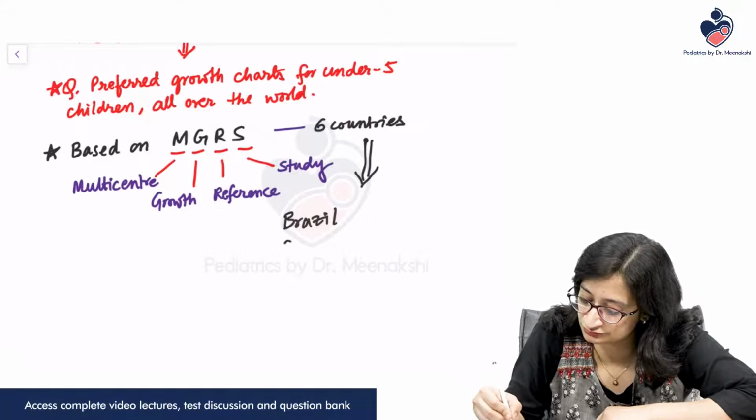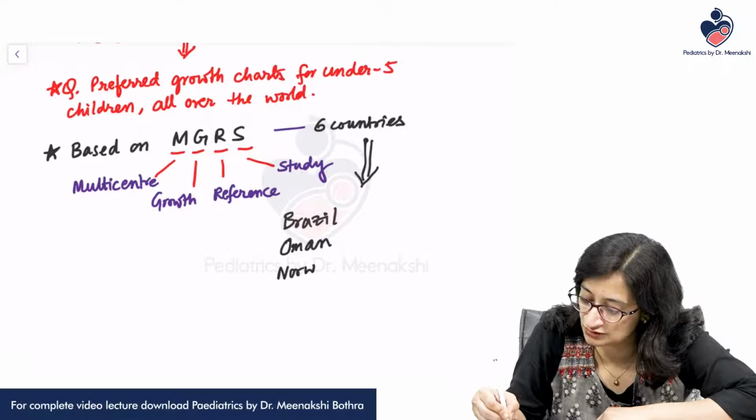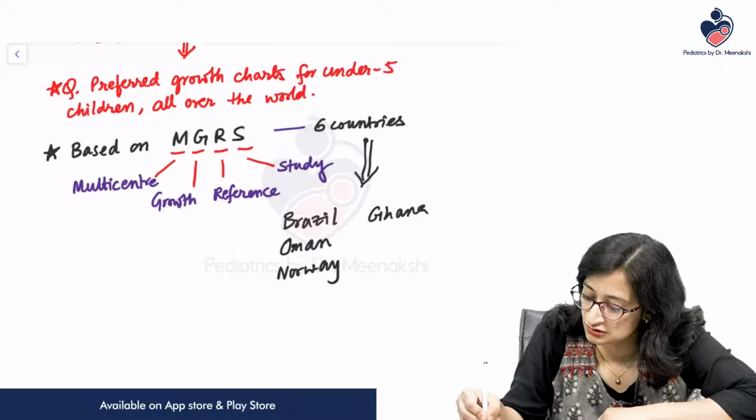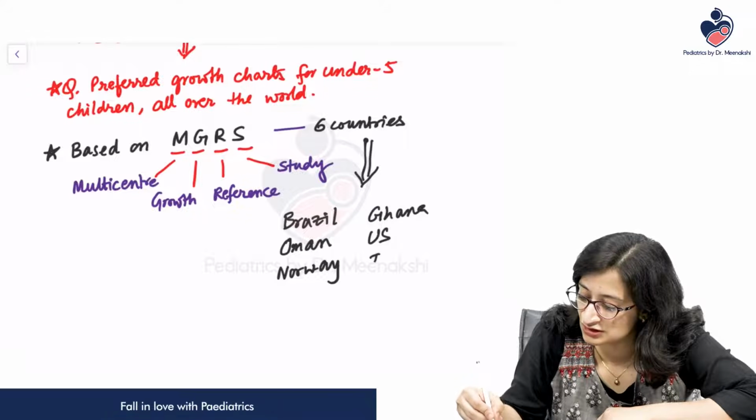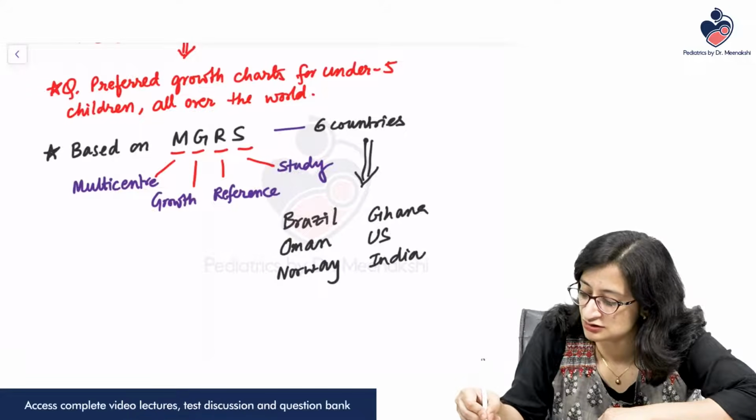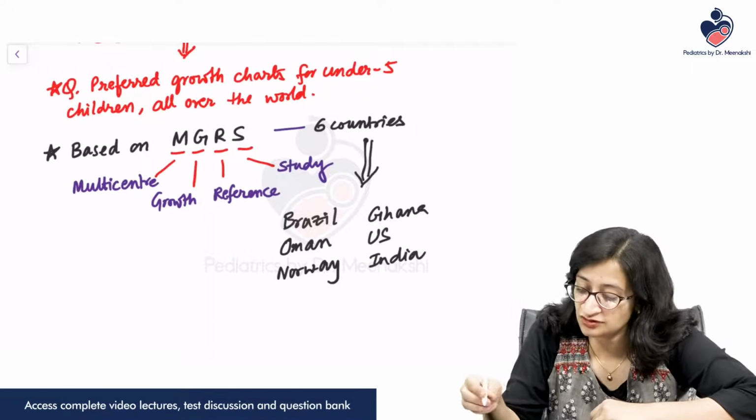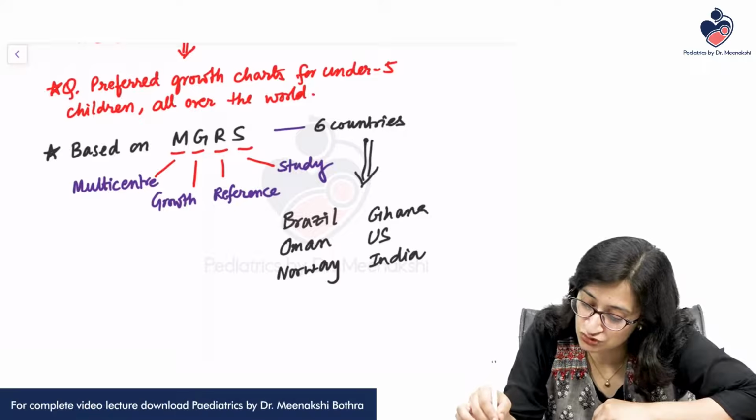The countries that participated in this MGRS study include Brazil, Oman, Norway, Ghana, US, and India. And from India, the samples were taken from New Delhi. So you can remember this by a mnemonic, Bonjui.